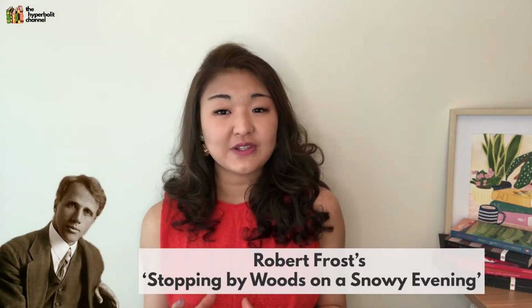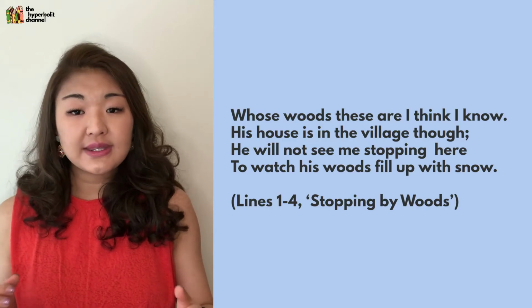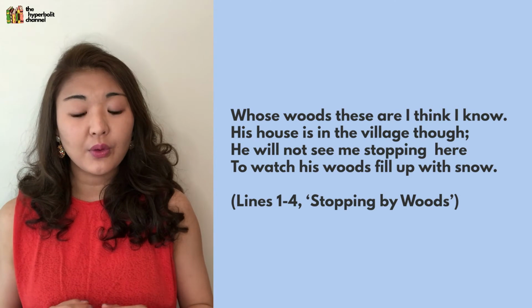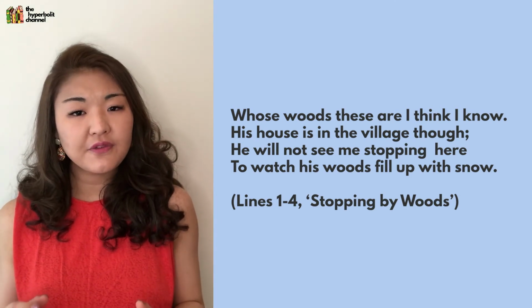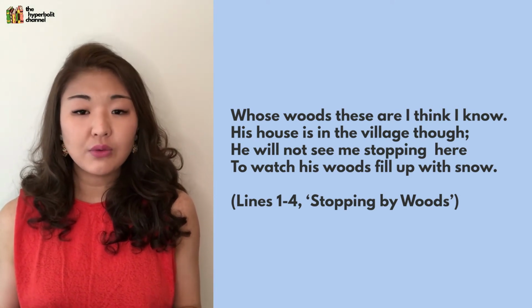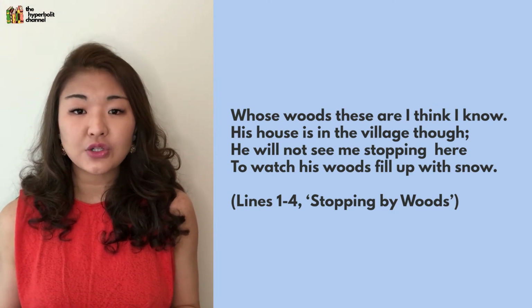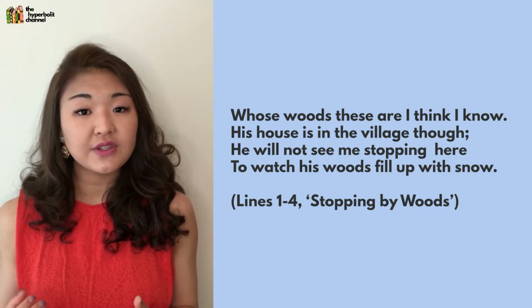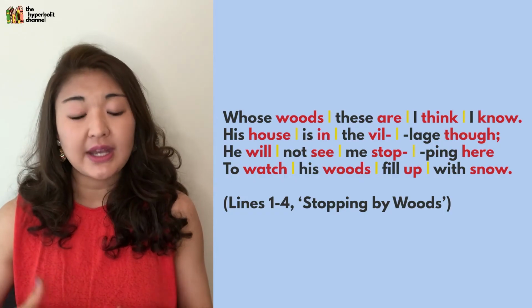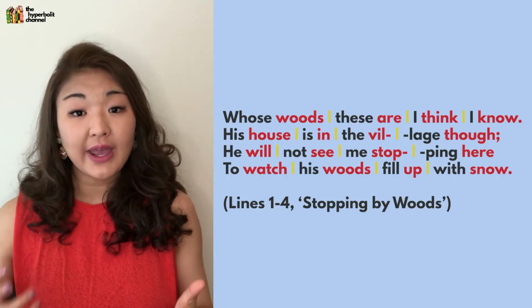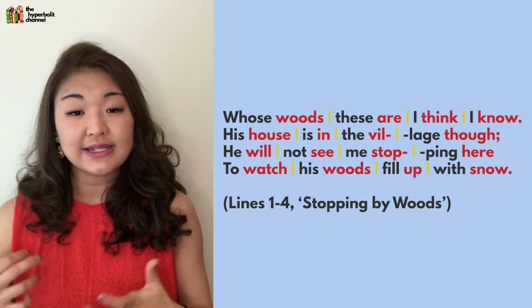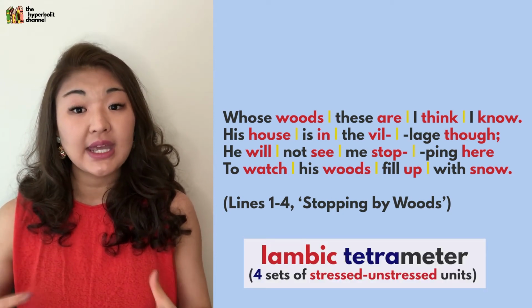So to demonstrate, let's read the first stanza of Robert Frost's poem, Stopping by Woods on a Snowy Evening. Whose woods these are, I think I know. His house is in the village, though. He will not see me stopping here to watch his woods fill up with snow. So you can tell from my reading that the measured, regular pacing of the lines should indicate an iambic rhythm, and indeed it is. And since there are 4 sets of iambs per line, this tells us that the stanza's prosodic type is iambic tetrameter.